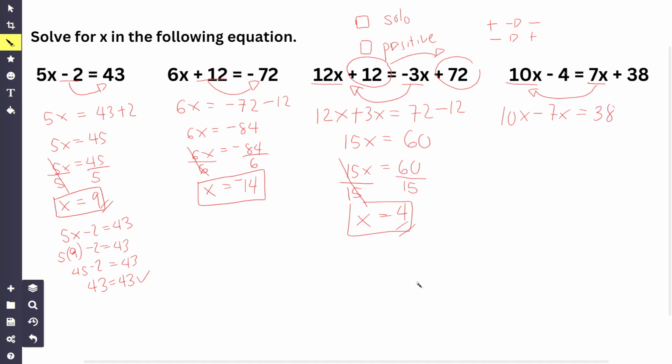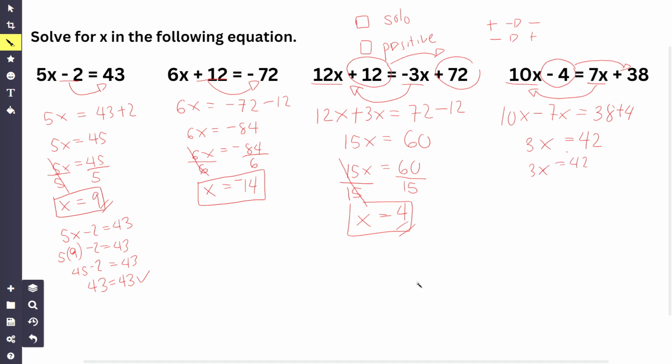However, there is a constant here, right? The one without the variable. We need to transfer that to the right side so that it will be together with 38. Both of them don't have x. So negative 4 will become positive 4. Now what is 10x minus 7x? Obviously, that is 3x equals 38 plus 4, which is 42. Now again, I'll just copy this: equals 42.